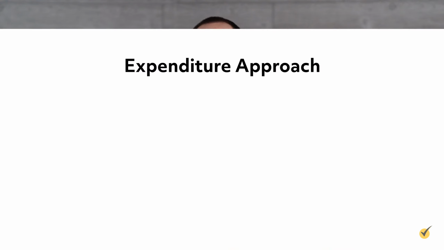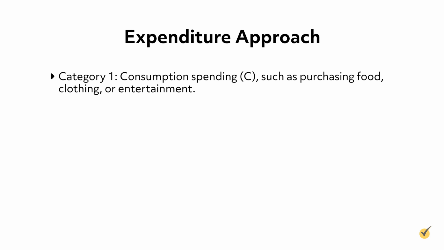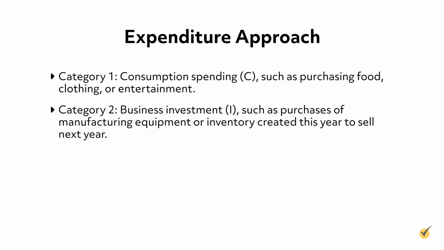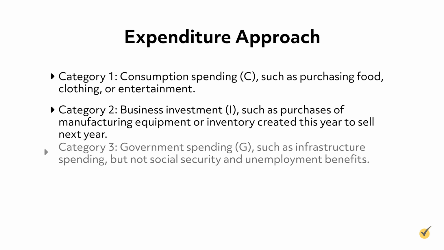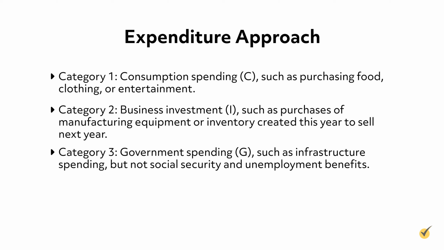In the U.S., GDP is typically calculated using the expenditure approach, which sums up spending on different categories of goods and services. The first category is consumption spending, or C, such as purchasing food, clothing, or entertainment. The second category is business investment, or I, such as purchases of manufacturing equipment or inventory created this year to sell next year. Third is government spending, G, such as infrastructure spending. Note that this category does not count income transfers such as Social Security payments and unemployment benefits. These get counted when the money is spent on other goods and services.